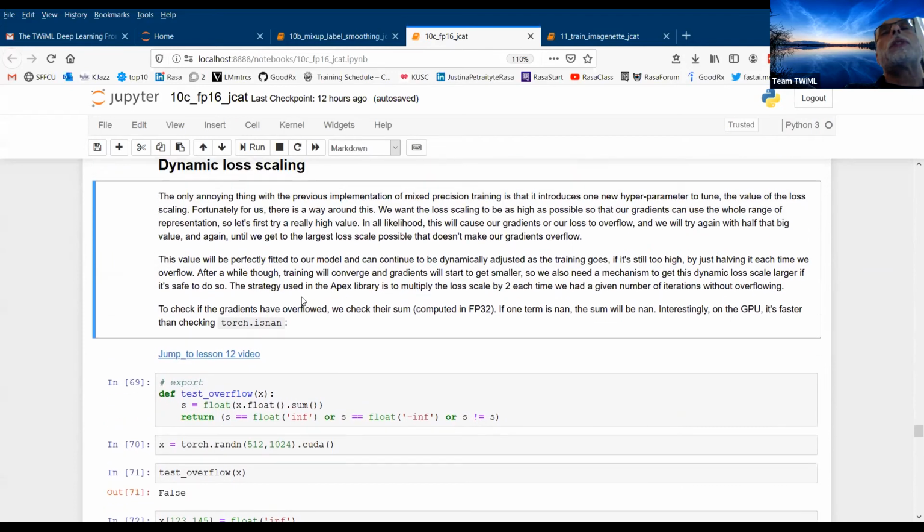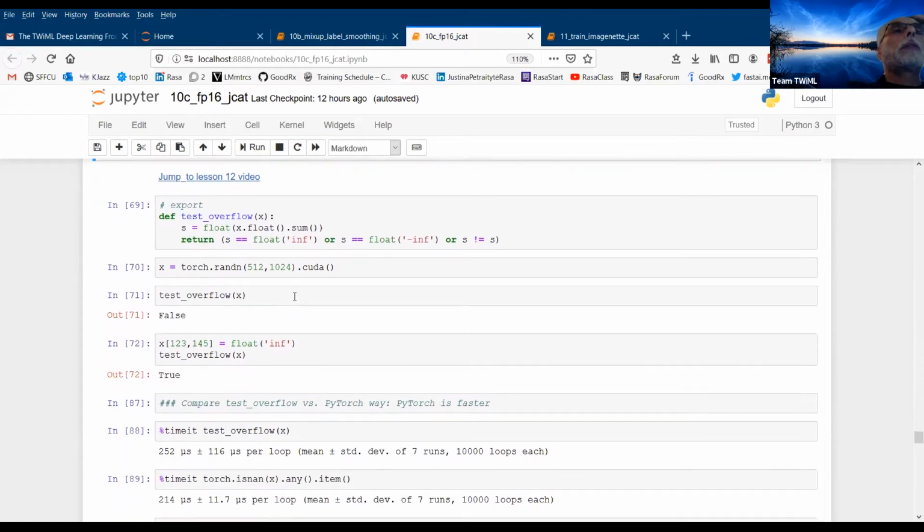And what you do is you scale the loss, and if the gradients don't blow up, then you scale it again by a factor of 2, and you keep scaling it until you make the gradients blow up, and then you back off by a factor of 2, and that's the number that you use. That way you can make the gradients as large as possible. That's the idea, as large as possible without making them overflow. So that's what the dynamic loss scaling does.